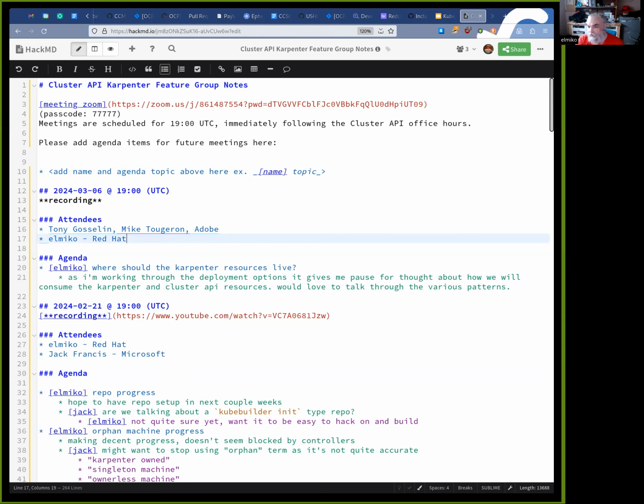So that's what I've been thinking about as I've been looking at some of this stuff, and I wanted to see if people here had thoughts or opinions. Should we just keep all the Karpenter objects in the same place as the CAPI objects? Should we have them split? What do people think? Yeah, Jack, please.